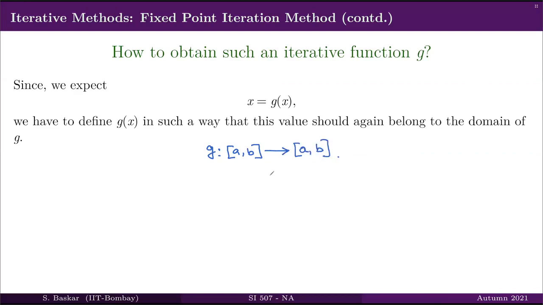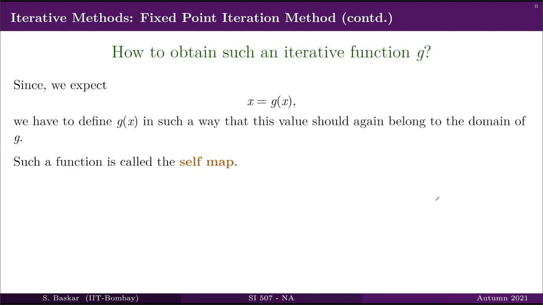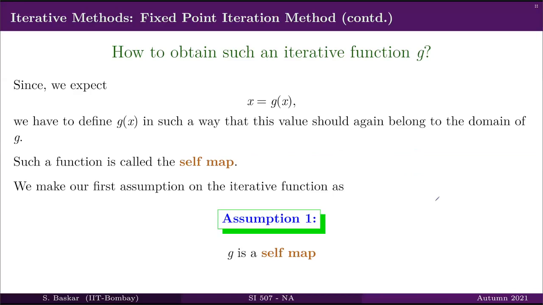Then what happens? You take an x, you get a g of x, and now you apply g again, it will be again well defined. Such a function is called a self map. So we will impose this condition that g is a self map, in which case we are sure that our sequence is well defined. It means what?